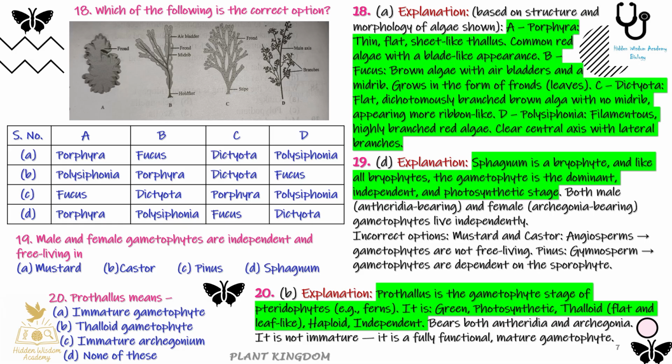It is green, photosynthetic, thalloid, flat and leaf-like, haploid, and independent. It bears both antheridia and archegonia. It is not immature; it is a fully functional, mature gametophyte. So, option B is the correct answer.